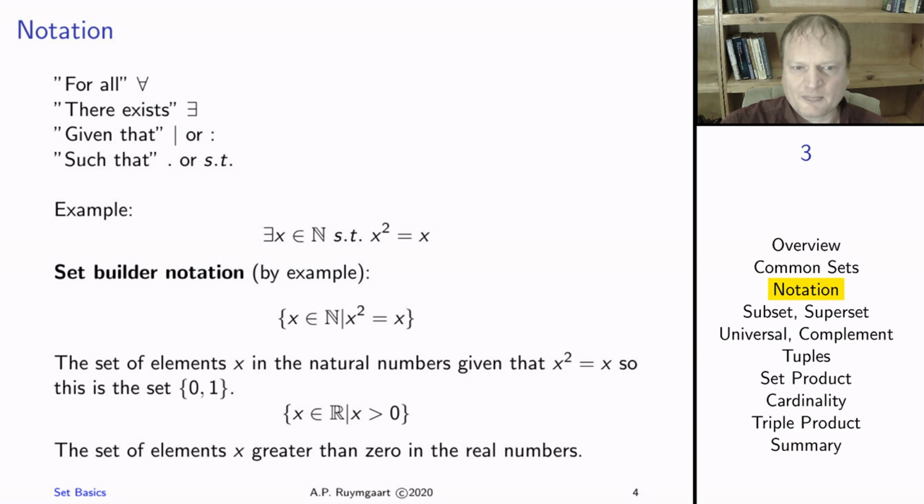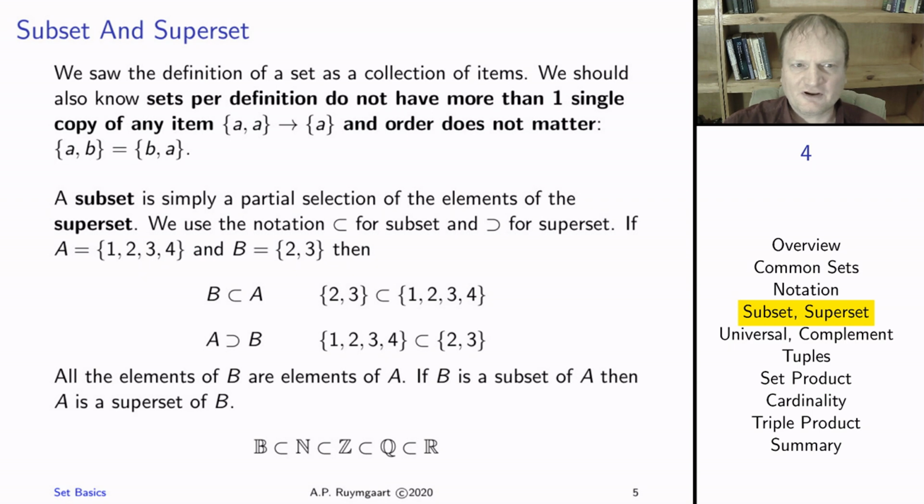We can use another example here, the set of positive real numbers. So we have open bracket, x is an element of the real numbers given that, vertical bar, given that x is greater than 0. So we saw a set as a collection of items. We should also know that per definition a set does not have more than one single copy of any item, and also that the order does not matter. So the set containing A, B is the same thing as the set B, A.